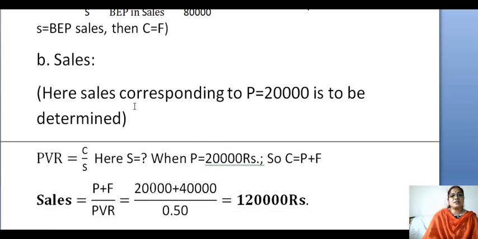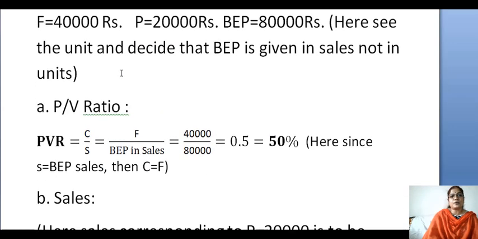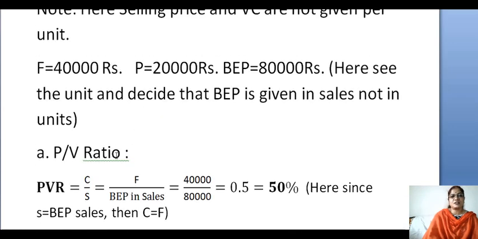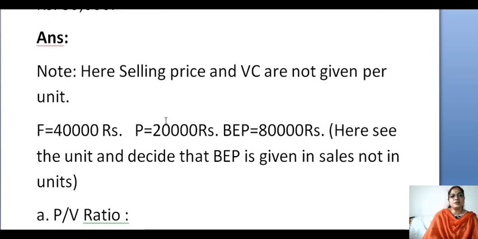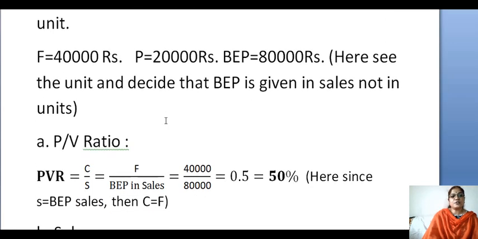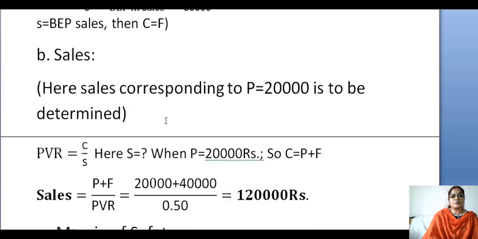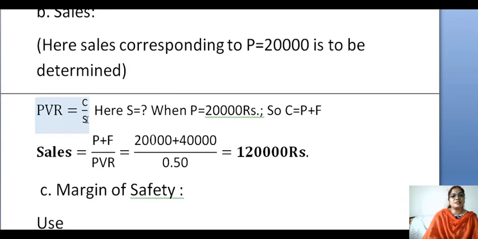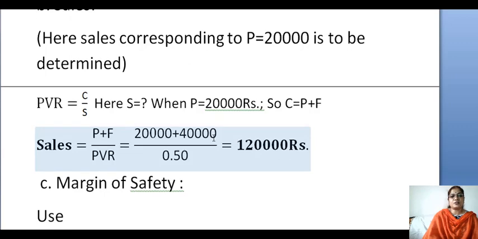Now it's asked, sales means what? Sales corresponding to earning a profit of 20,000. It is just asked what is the sales, so it's understood as sales corresponding to profit 20,000. Same formula once again, but since S is not BEP sales, here C should be substituted as P plus F. So on substituting we get 1,20,000 rupees.